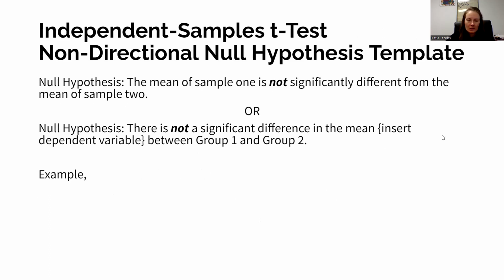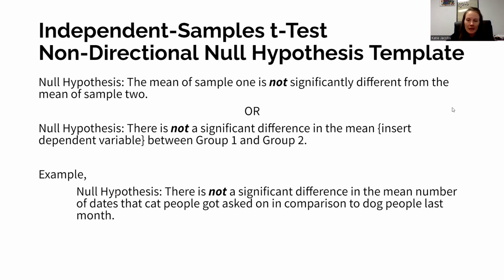So if we wanted to use a real life example, if we continue our last example that we were using, the null hypothesis for that research hypothesis would be: there's not a significant difference in the mean number of dates that cat people got asked on in comparison to dog people last month.